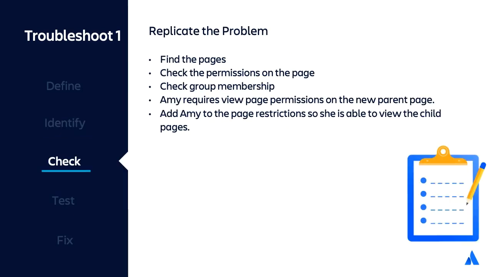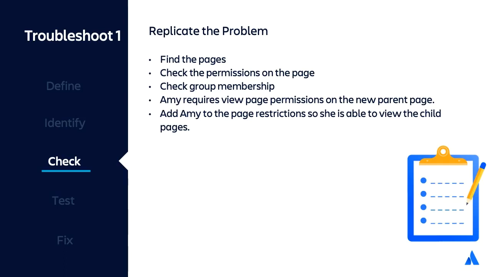You perform a search to locate the pages. You confirm that the pages do indeed exist and that they do not have any restrictions applied directly to them. However, the pages have a parent page that has view restrictions applied to it, restricting page view to members of the accounts group. You check and confirm that Amy is not a member of this group. In order to resolve this problem, we need to manage the page restrictions on the new parent page so that Amy is able to view the page.